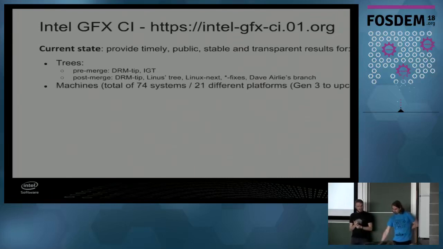We have a total of 74 systems in our CI running constantly, and that's about 21 different configurations. That includes low power and high power systems. So it's from Gen 3 to upcoming systems that were not released yet. We have from Gen 3 up to Cannon Lake, which should be released somewhere in the future. Gen 3 is from 2004, so about 14 years. 14 years is quite a lot of time.